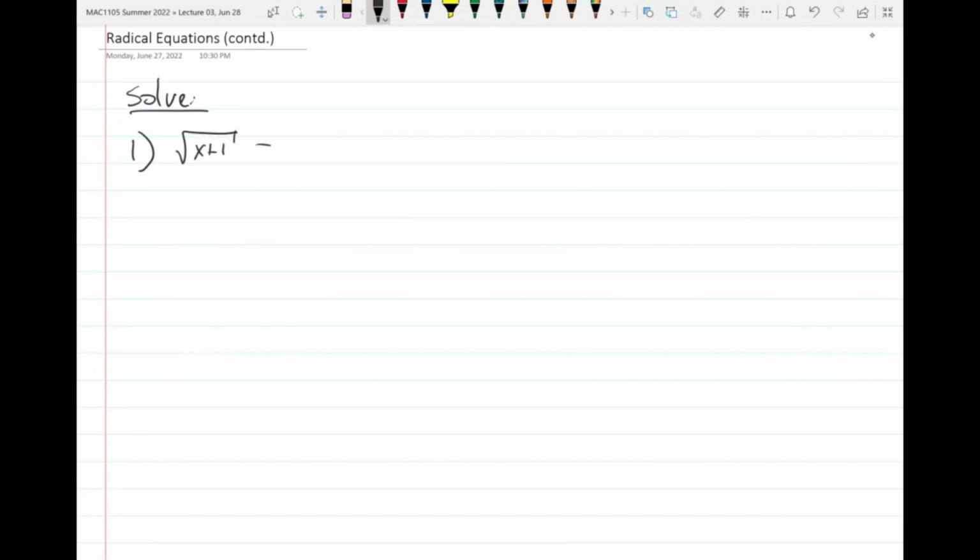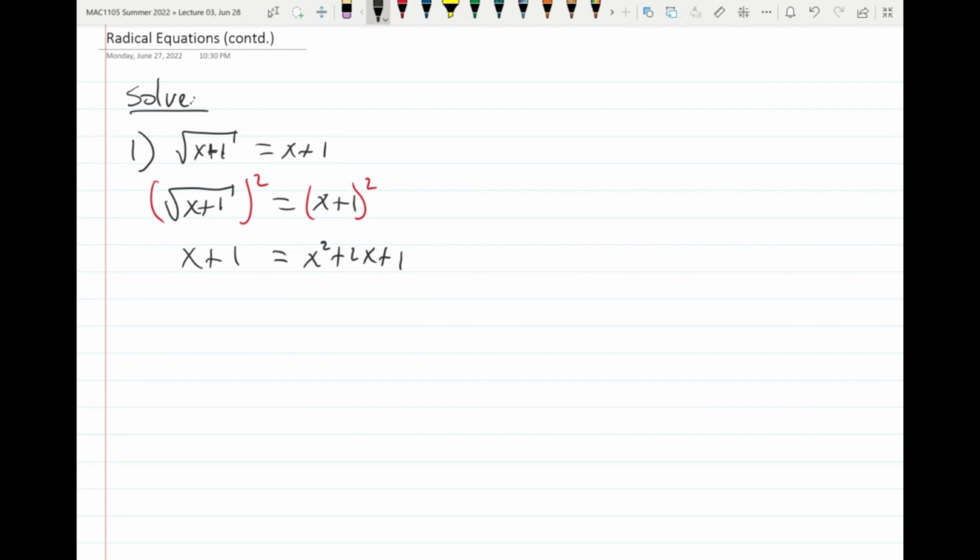Square root of x plus 1 equals x plus 1. So in this case, we already have the radical isolated. So let's go ahead and square both sides. Square root of x plus 1 squared is going to be equal to (x plus 1) squared. So on the left, we just have x plus 1, and then on the right-hand side, we have a binomial. So that's x squared plus 2x plus 1.